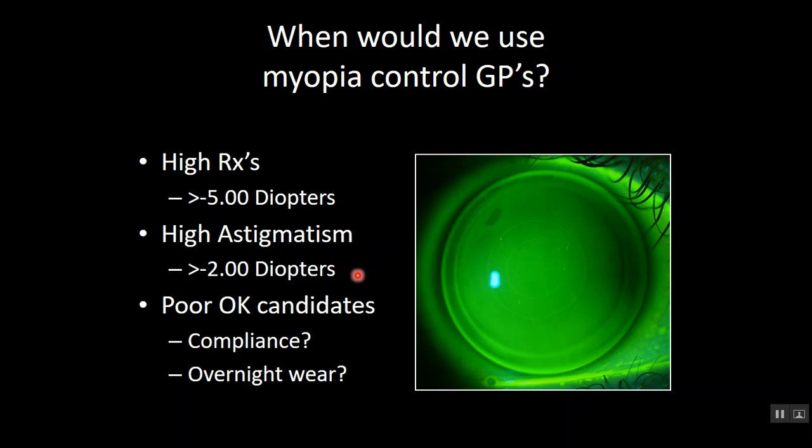If you were concerned about the compliance for the patient, if you were concerned about them wearing a lens in a closed eye environment, overnight wear, then you might consider GP lenses, the safest lens on the planet with the lowest microbial keratitis incidences.